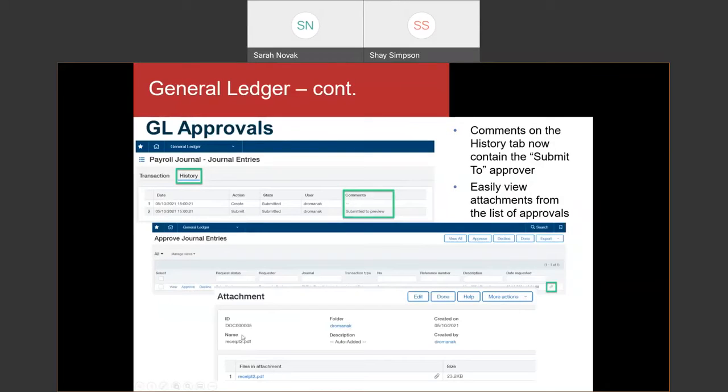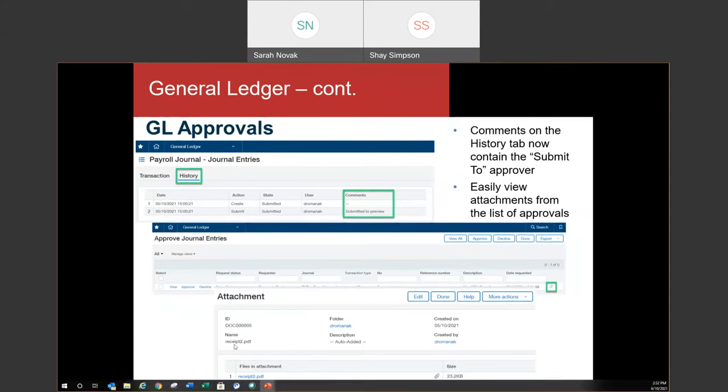Now for the approvers, we do have added functionality that when they come out here to approve journal entries, they now have the actual attachments within this screen. Before, they had to go into the details of the journal entry to be able to see the attachment. Now they can just click on the paperclip and see the attachment from the journal entry approval screen.